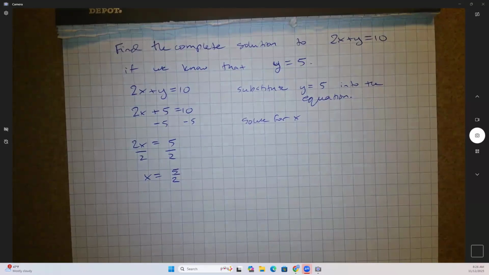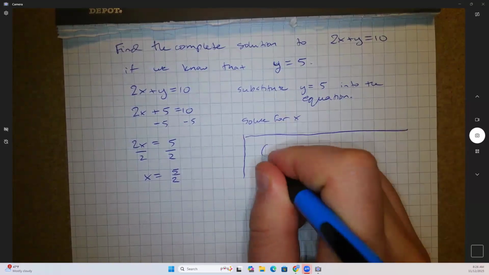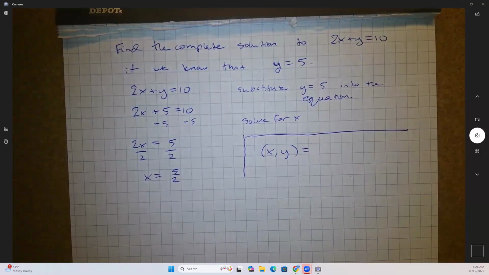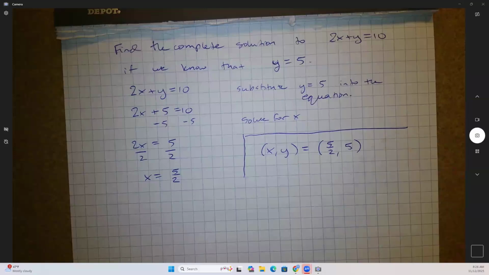Nothing wrong with the fraction. We've been working with fractions. And so that means my solution is the ordered pair, x comma y equals 5 halves, comma 5. Another of my infinitely many solutions.